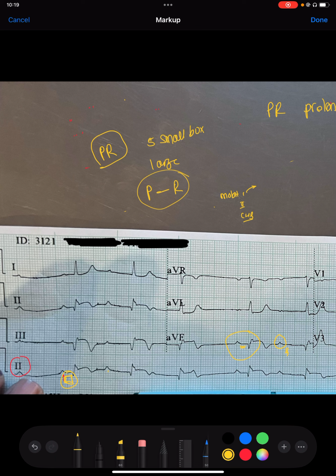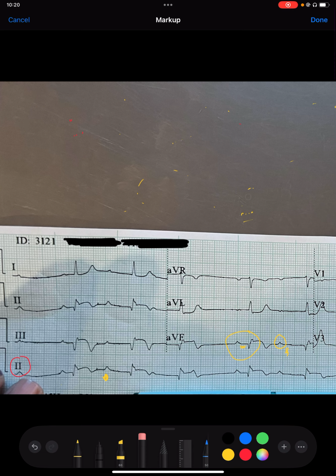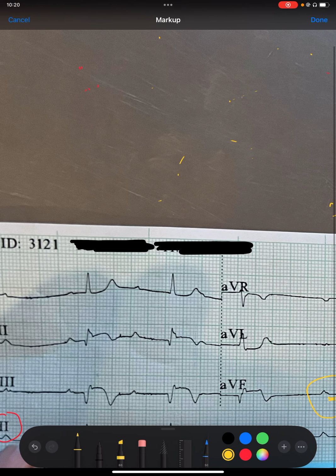So it should be either like this, and then drop, then we can call it as Mobitz 1. But here it is hardly 5 small boxes and there is a direct drop in QRS. It means this is not a Mobitz 1 block. Now to call it a Mobitz 2 heart block, the PR has to be constant. So now we'll check here whether the PR distance is constant and whether there is a sudden drop in QRS or not.